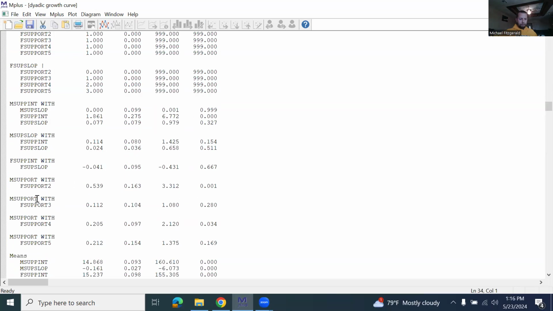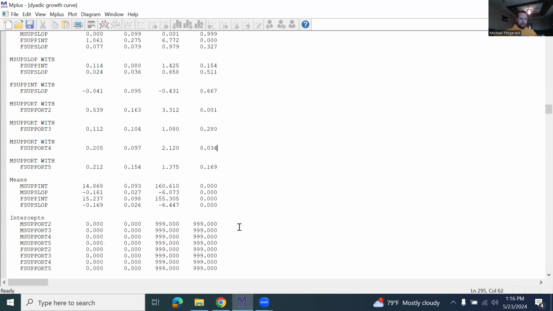And so we find them to be significant here, and they are significant here. But as you can see, I had talked about constraining those paths. My guess would be that constraining all of those paths to be equal would result in a significant decrease in model data fit, just looking at how much stronger these are correlated at wave 2 compared to waves 3, 4, and 5.